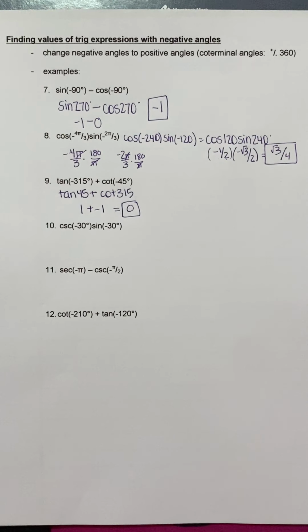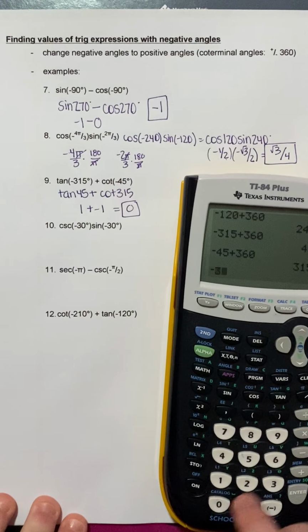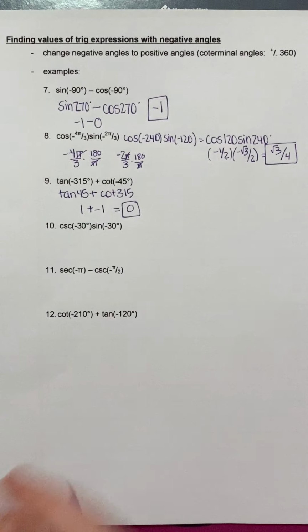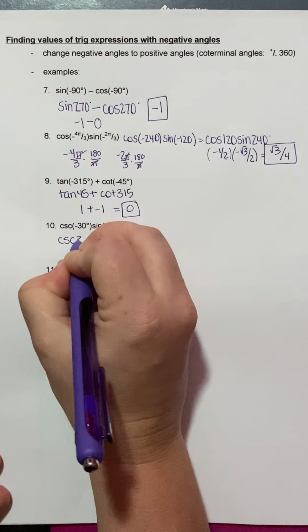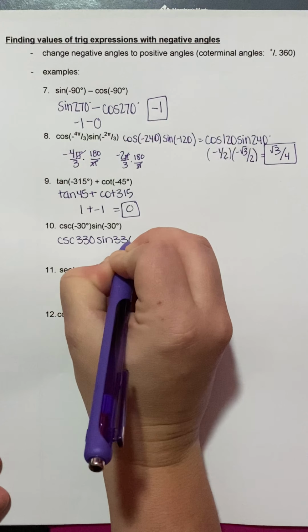All right, let's look at this next one. We've got negative angles, so let's deal with those two angles first. Now, they actually end up being the same angle. Negative 30 plus 360 is 330. So both of these change to 330. So this is the cosecant of 330 times the sine of 330.